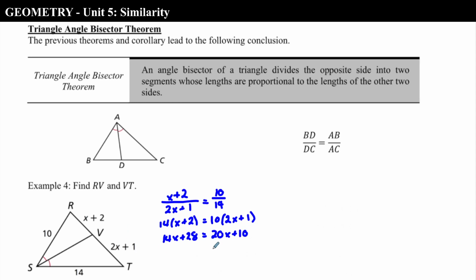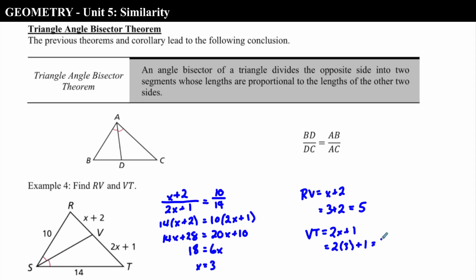So we subtract 14x from each side, we subtract 10 from each side, and you get 18 equals 6x. So x is going to be 3 when you divide each side by 6. So now we know our value for x. We're just going to plug it in. RV is equal to x plus 2. Well, x is 3, so we got 3 plus 2, so RV is 5. VT is 2x plus 1. Well, again, x is 3, so we get 2 times 3, which is 6, plus 1 gives us 7.